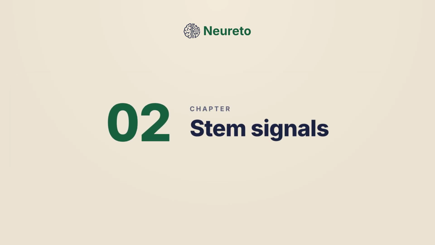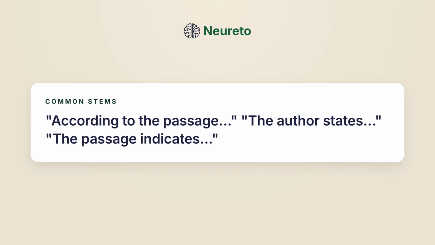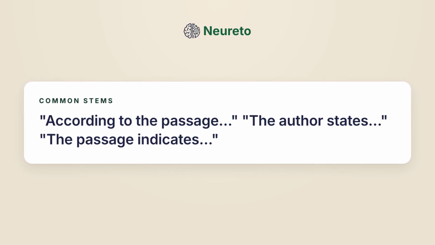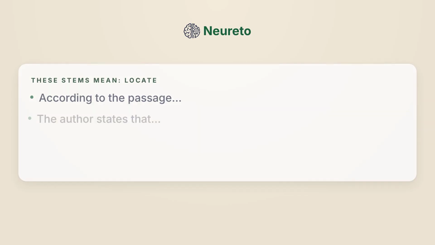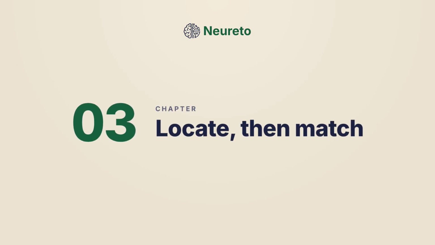Stem signals. Watch for phrases that send you back to the text. They mean locate, then match. Four stems all mean the same thing: "According to the passage," "the author states," "the passage indicates," "which is mentioned." Each one wants a fact you can point to. Locate, then match.